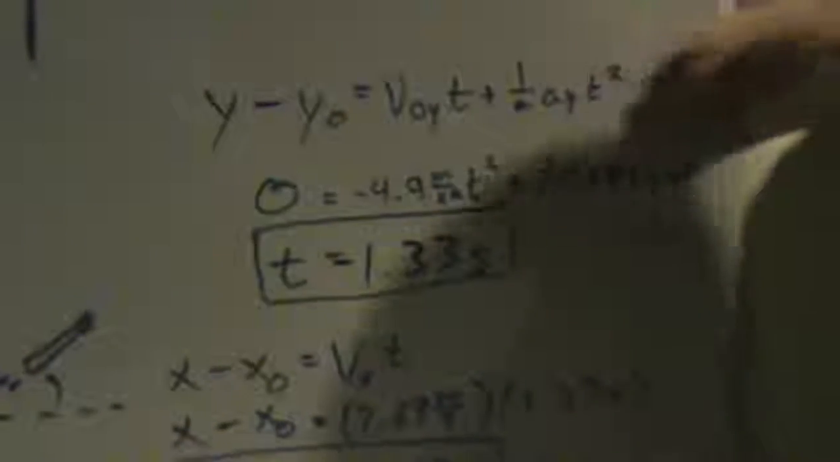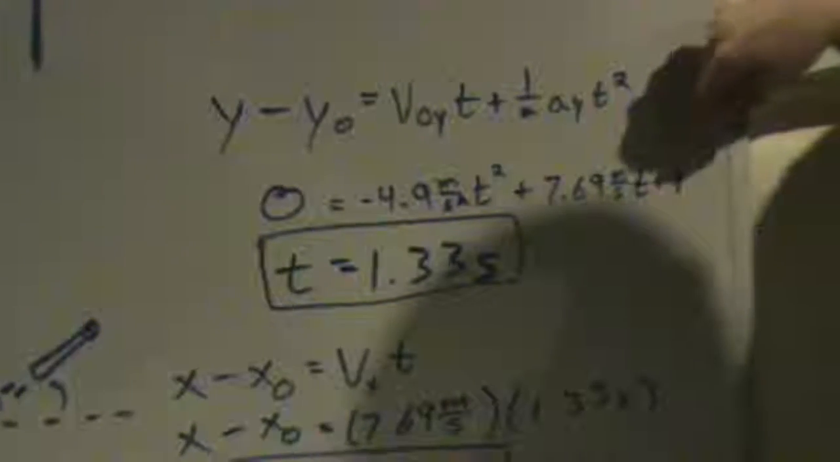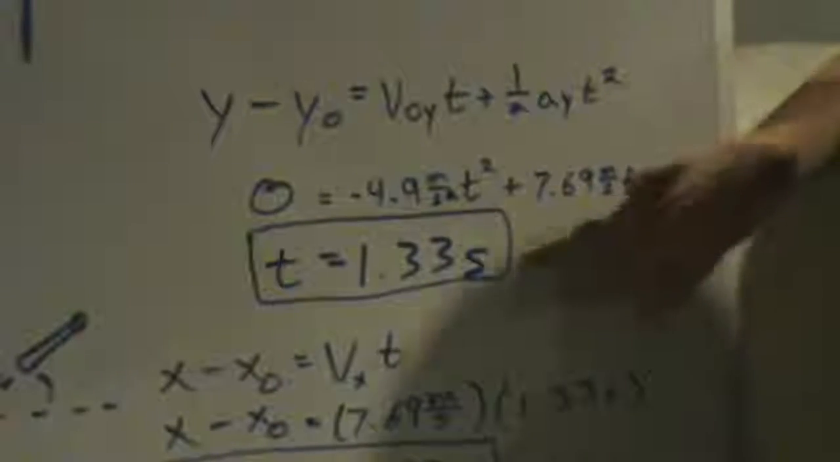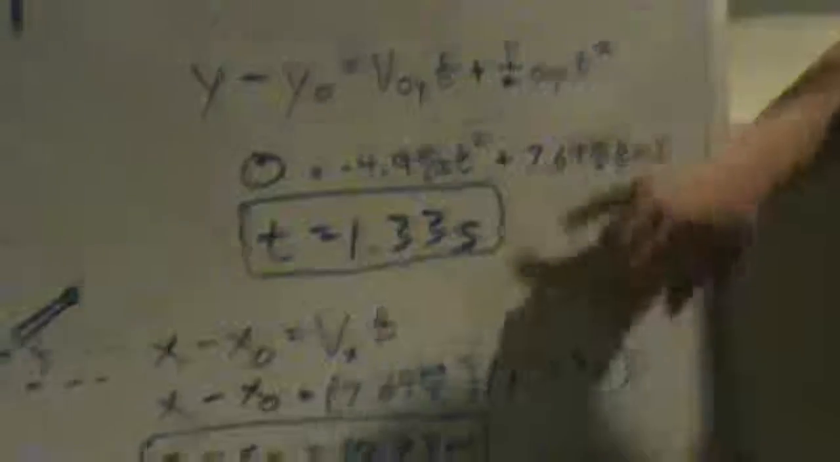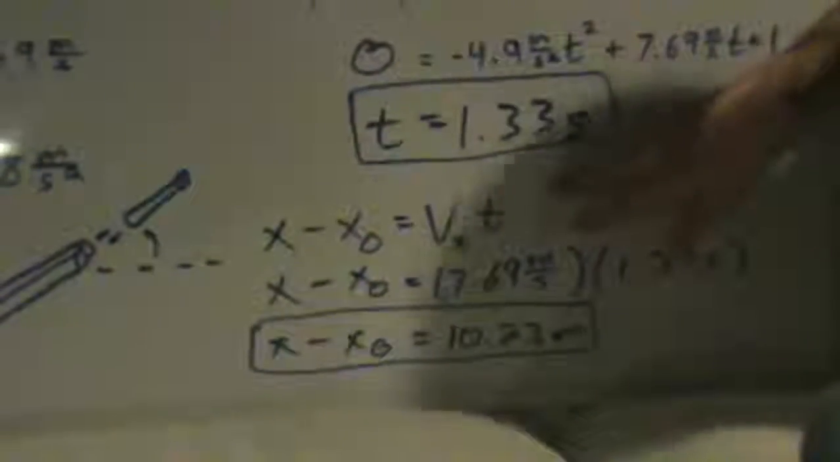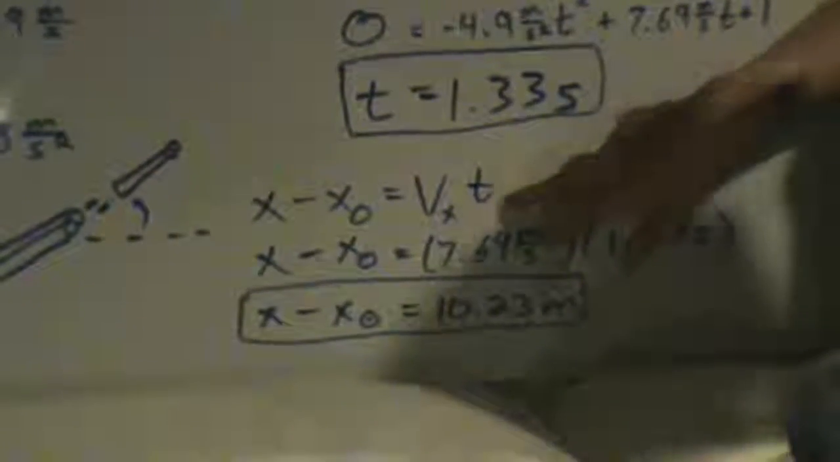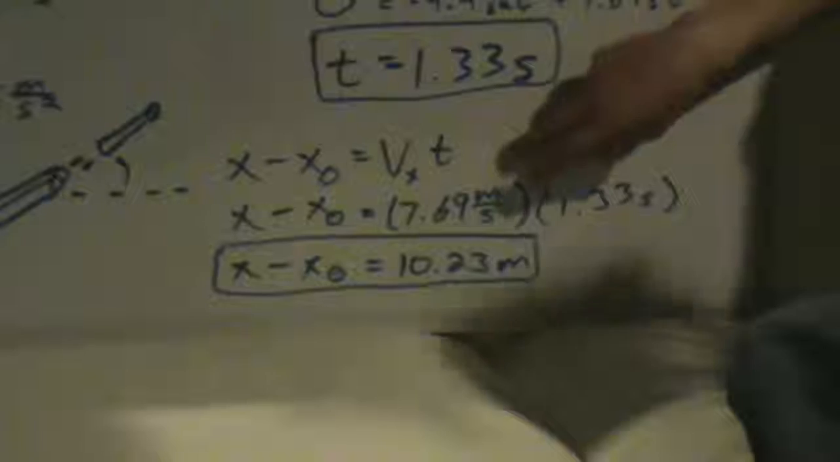And then when you solve that for 0, you are able to plug it into a graph and get your answer if you find the zeros, which our time ended up being 1.33 seconds. We then took the time to find the displacement in the x direction and multiplied it by the initial velocity, which was 7.69 meters a second. Once we plugged that in and multiplied them together, we got our final answer of 10.23 meters.